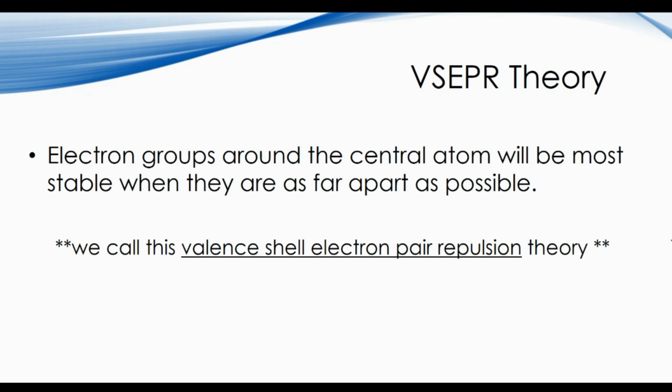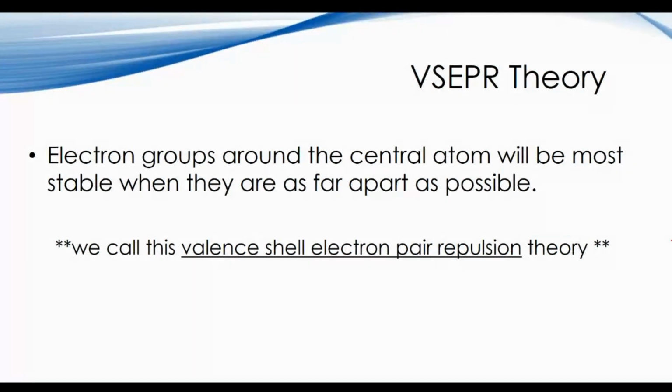Hello guys, in this video we are going to cover the information for the VSEPR theory and how to determine the molecular geometry of molecules based on their Lewis dot structure. So a super quick recap for the VSEPR theory. In very extremely simplistic terms, it just tells us that electron groups around the central atom are going to be the most stable when they are as far from each other as possible.